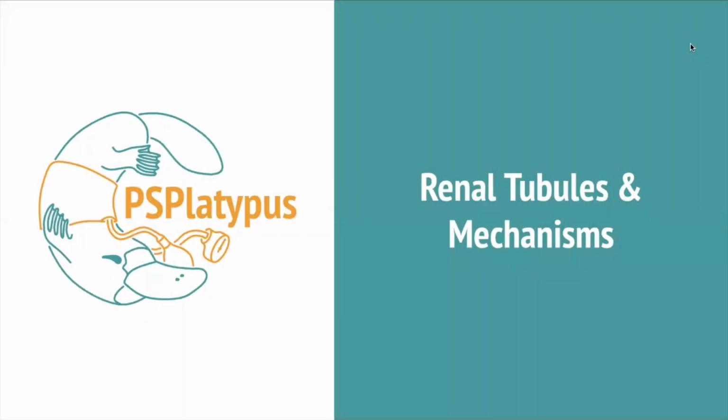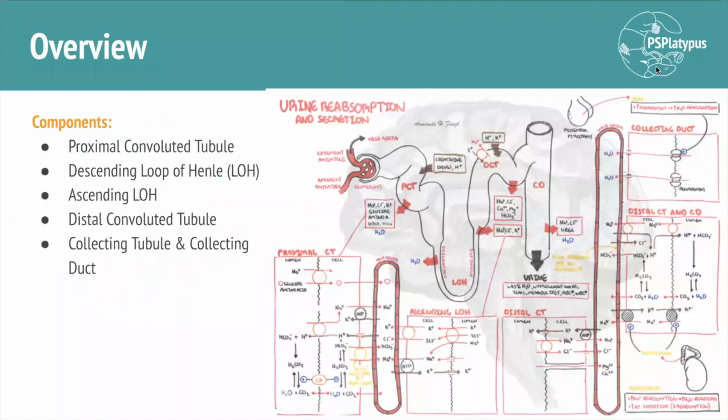All right, today we'll be talking about the renal tubules and its mechanisms. First of all, a recap on nephron anatomy, and that is that the nephron can be divided into 5 segments, each having their own purpose, and that are the proximal convoluted tubule, descending loop of Henle, ascending loop of Henle, distal convoluted tubule, collecting tubule, and collecting ducts.